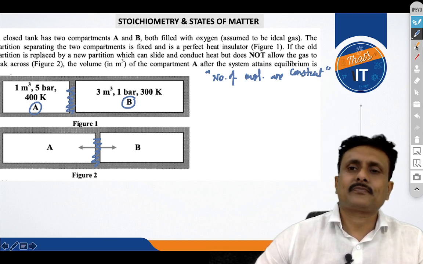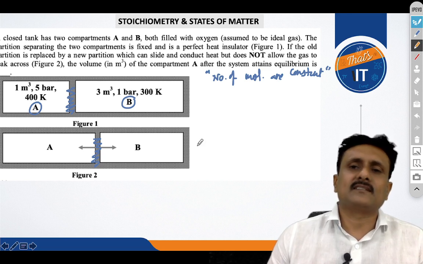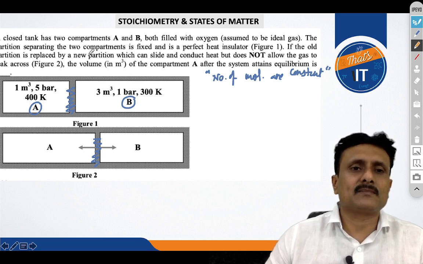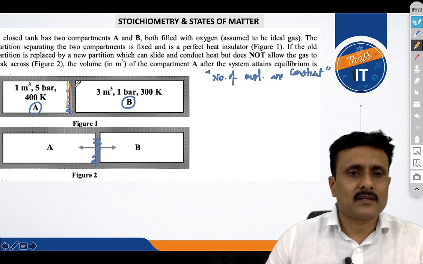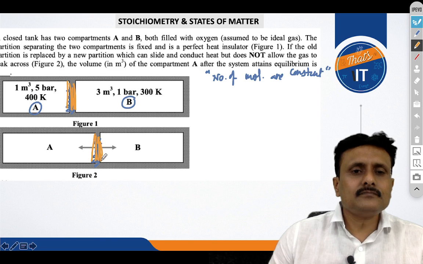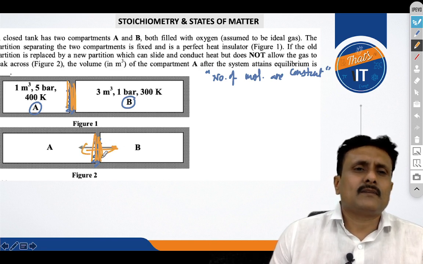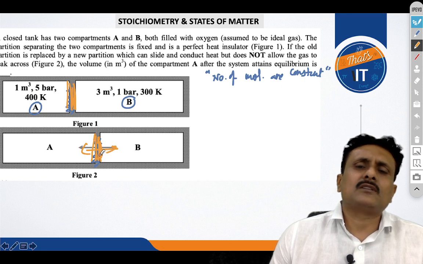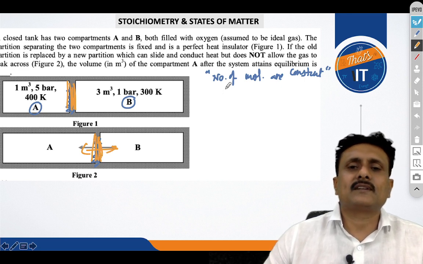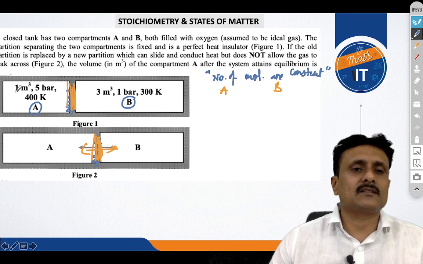Let's see. So what's happening here? Heat insulator, so that heat doesn't go out. If the old partition is replaced by, actually this is fixed, this doesn't move. So this moves, this can be moved here and there, alright, but movement will change only the volume but not the total number of moles, isn't it? Now let's take A and B, alright. So here the data says that the volume is 1.